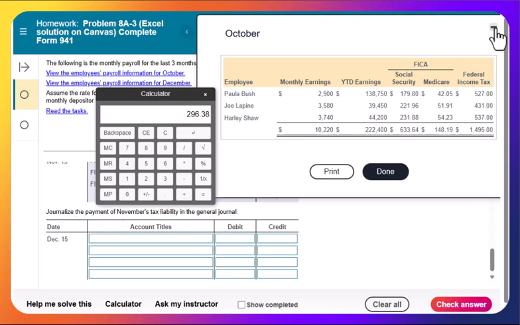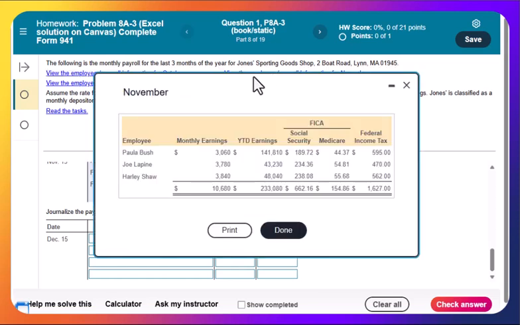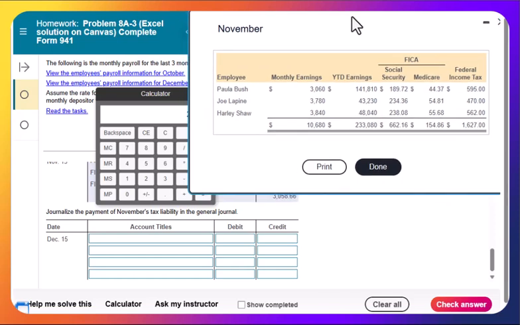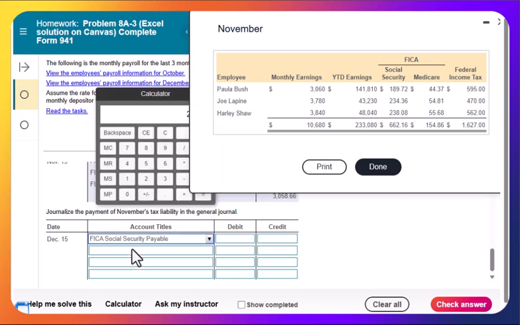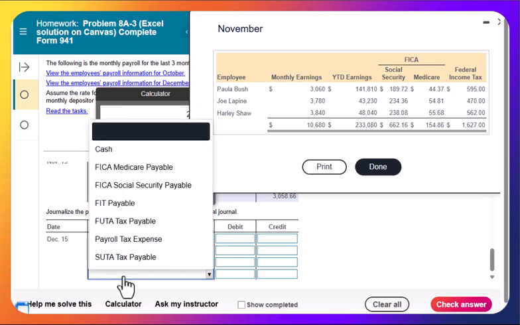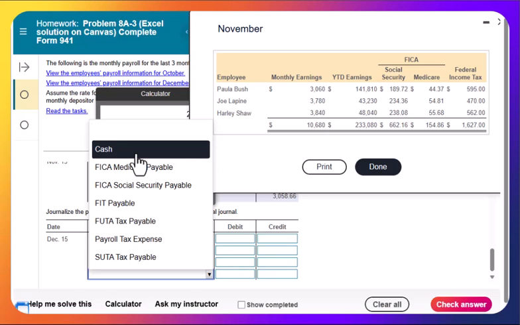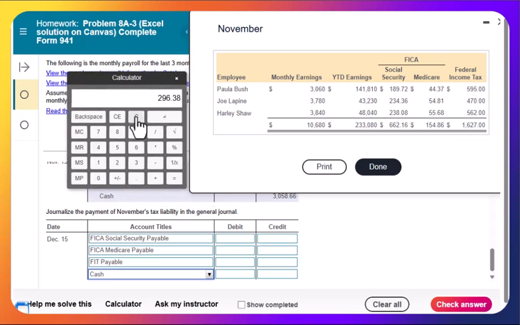So we can get rid of October's table and open up November's. So we're going to pay the FICA Social Security payable, FICA Medicare payable, and these are both for employee and employer for this portion of the problem, and then FIT payable by the employee. And finally, to balance our transaction, we'll be paying cash to get rid of these payables. So go ahead and clear out your calculator.